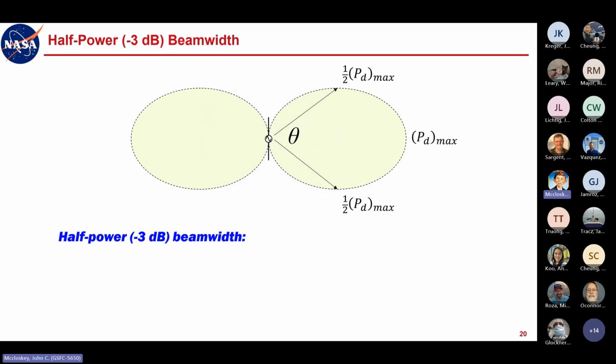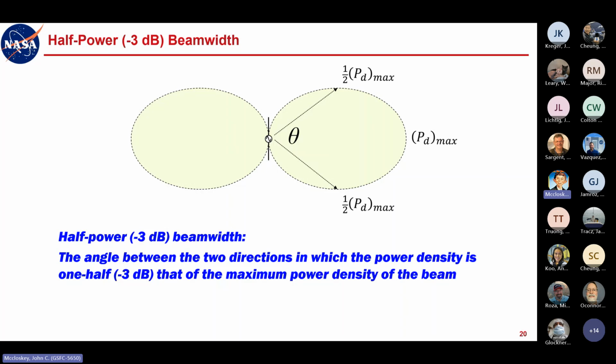So half power or 3 dB beam width. This is an important one that we use all the time. The 3 dB beam width is defined as the angle between the two directions in which the power density is 1/2, or 3 dB down, from the maximum power density of the beam, generally at boresight. That's how we define beam width. It's just at what angles from boresight we are at half the power at boresight. So it's clearly inversely related to directivity. The more directive a beam is, the smaller that angle will be.